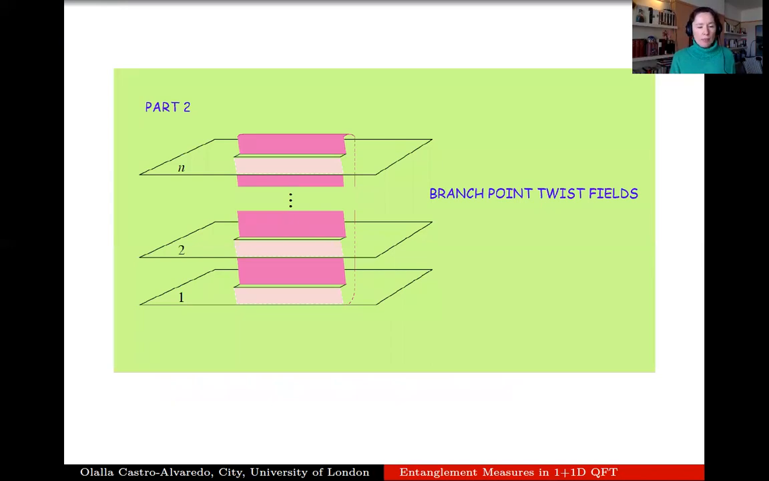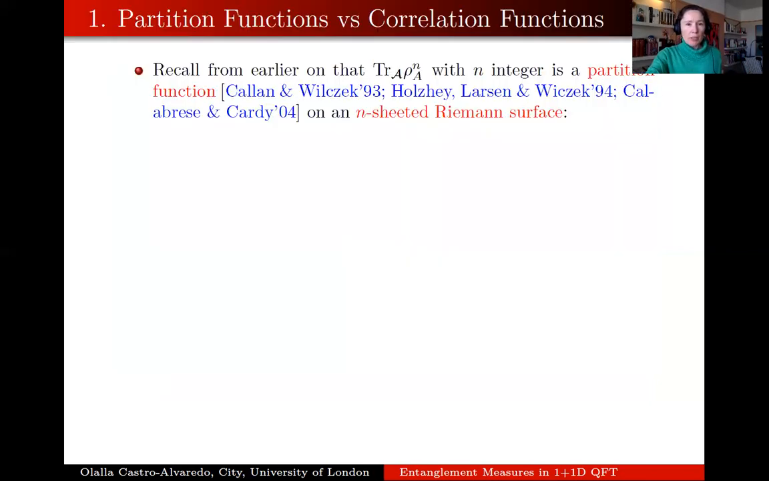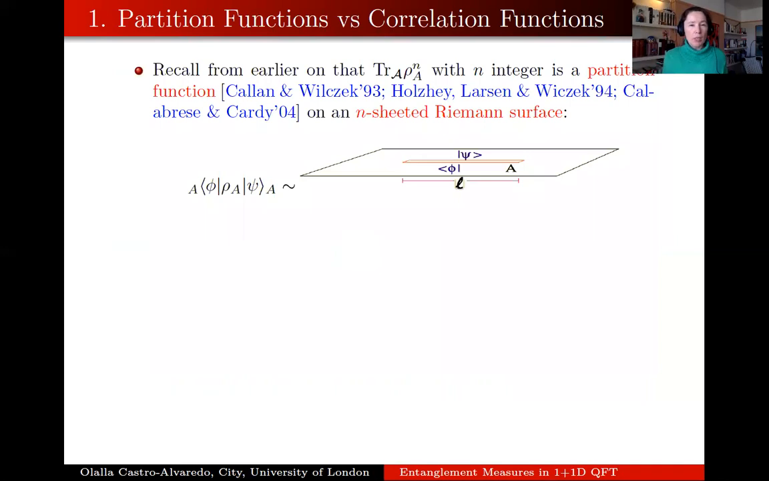Okay, so once we have talked about these generic ideas, let me tell you about how branch point twist fields enter the game here. So what can they provide apart from what I described so far? So let me go back to the picture that we had at the beginning. So our complex plane, the matrix elements of the reduced density matrix, and so on. So this is something I showed you earlier, but now I'm going to give you a different picture.